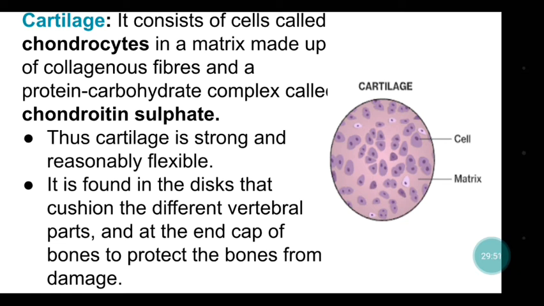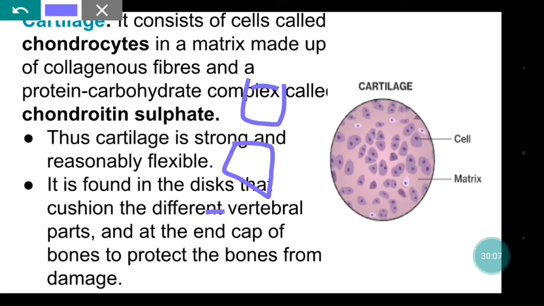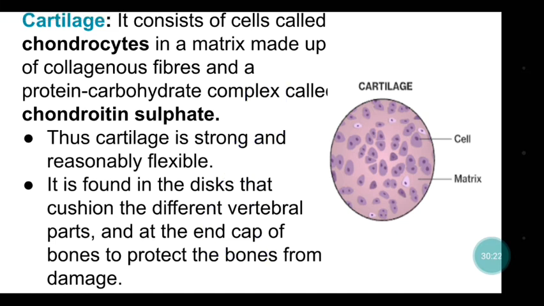It is found in the discs that cushion the different vertebral parts, in our backbone, the vertebral column. In the vertebral column this disc-like structure is present, and everywhere there is a deposition of cartilage. So what is the function of cartilage? It acts as a cushion and protects the bones from damage. Also, the end caps of the bones are made up of cartilage, and there too it protects the bones from damage.